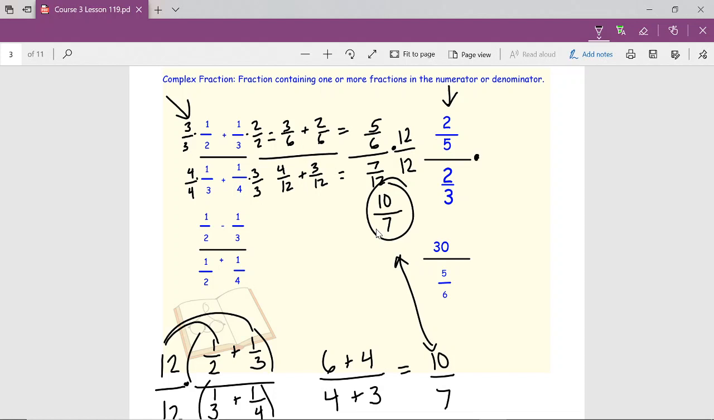I'm going to multiply by the common denominator of 15/15, which means 2/5 times 15. Well, 2 times 15 is 30.